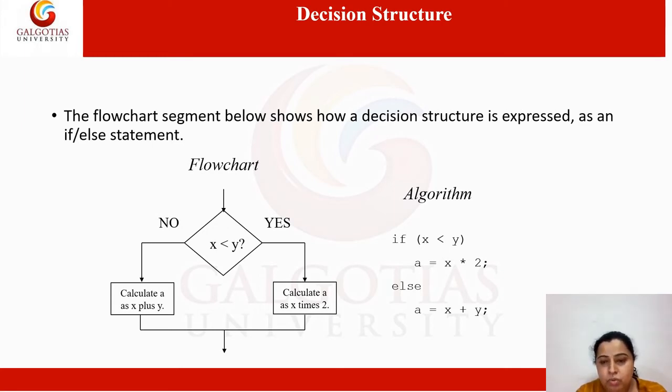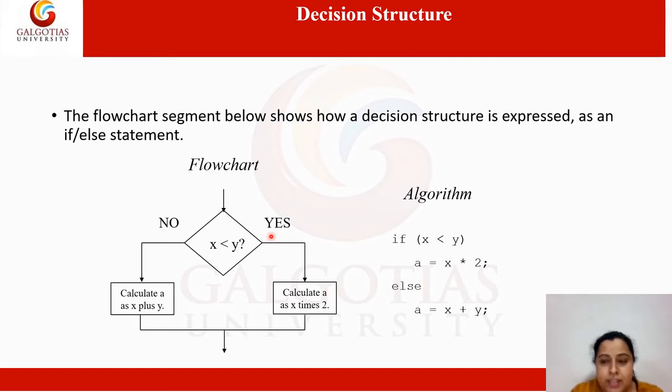If x is less than y, then we need to calculate a, and a will be x into 2. Or else, if x is not less than y, that means x will be greater than y, then a equals x plus y. So what is the condition over here? x is less than y. We need to put a condition in a diamond box. A diamond box is the one which represents the decision, right? So it represents the decision. So let's see over here: x is less than y.